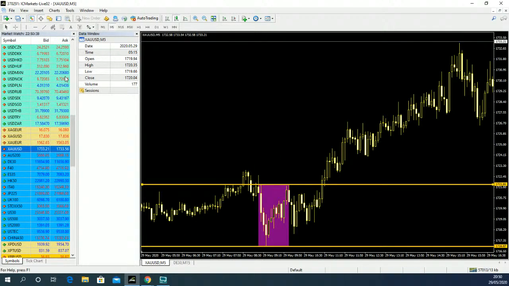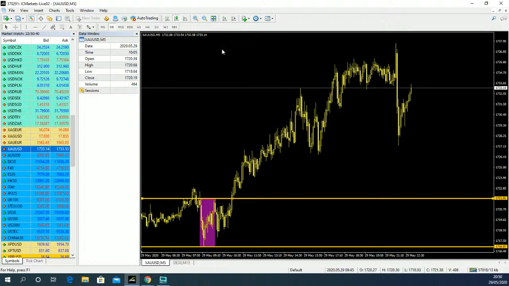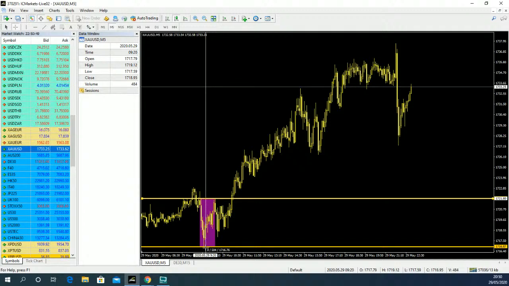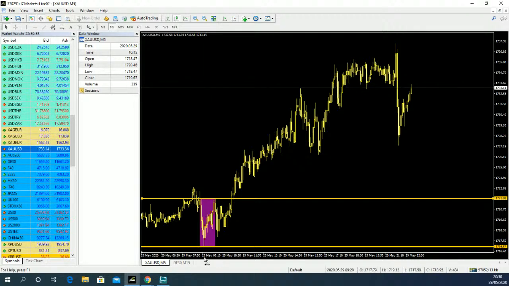Okay, so for gold, let's just play around with gold because I like gold. I don't know about you. So our box for gold is 50 pips. 49, let's just round it up to 50 pips. Okay, the gold box, not the gold dust. The gold box is 50 pips.